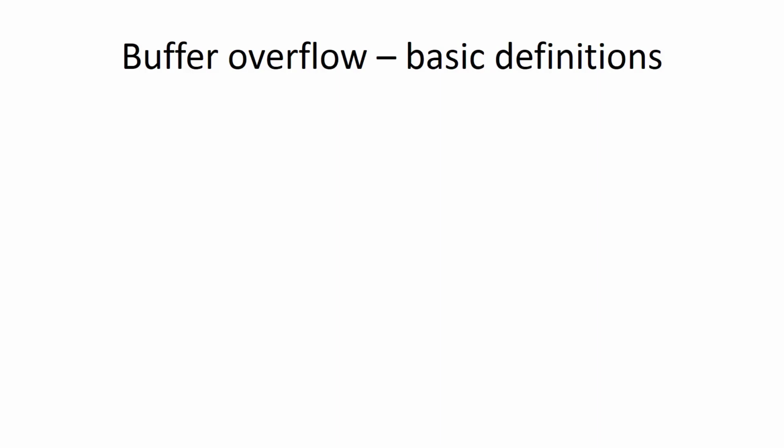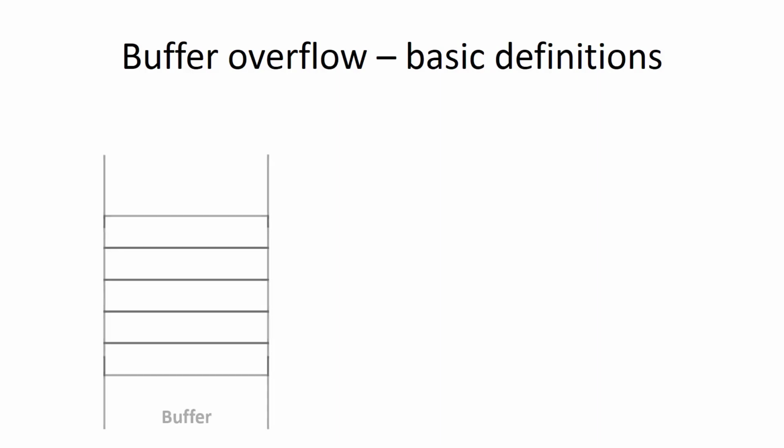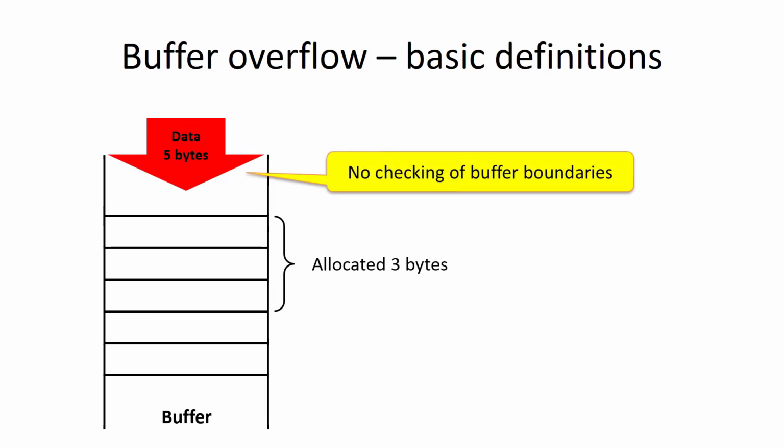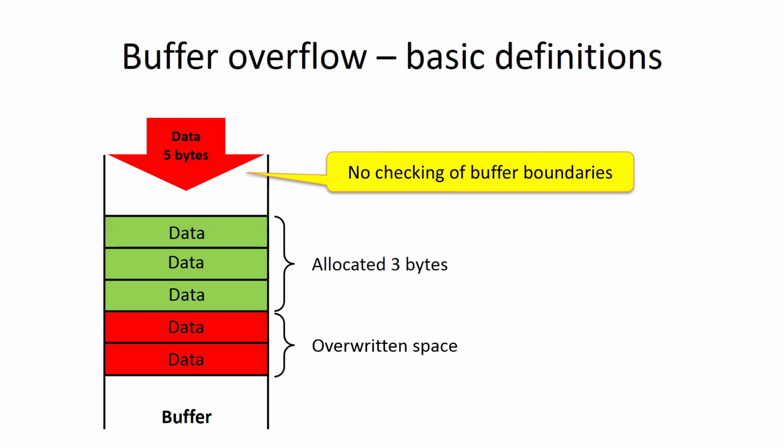Let's take a look at how it happens. We have a buffer, and the program allocated 3 bytes to store some variable. The user entered some big value which has 5 bytes. Because the program is wrongly designed, it doesn't check user input and buffer boundaries. And this is what happens: the rest of the bytes occupy memory space, which is probably dedicated for other variables. In normal situations, the size of the data must be checked before placing it into the buffer.